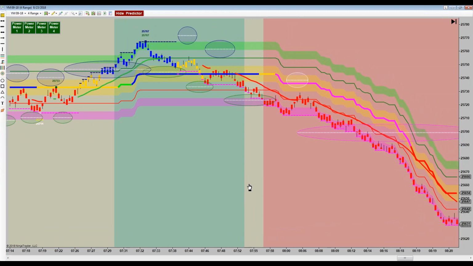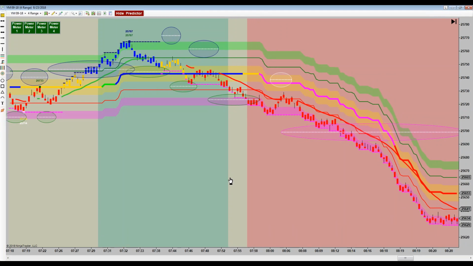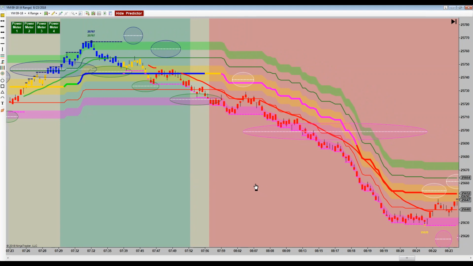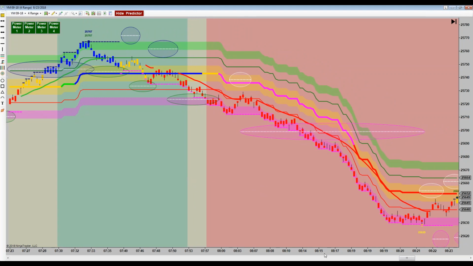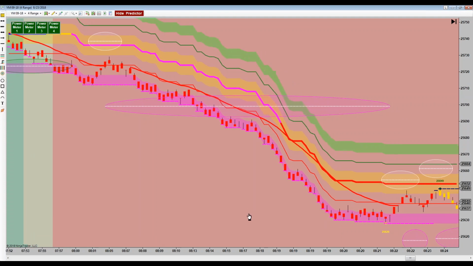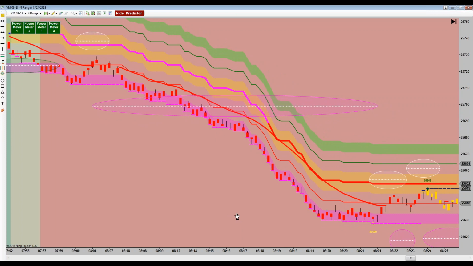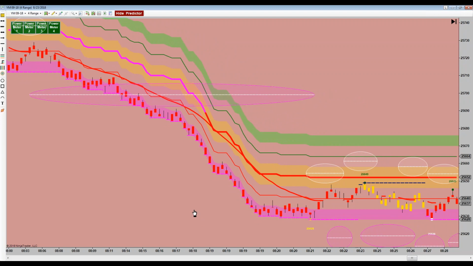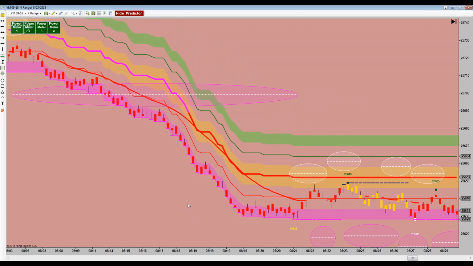8:19, 8:20, 8:21, 8:23. Blow up the bars real big so you can see them real good. Remember, you're looking for shorts. This is a downtrend, right? Downtrend, you're looking for shorts. 8:25. 8:28.